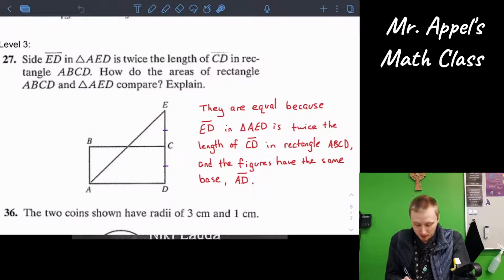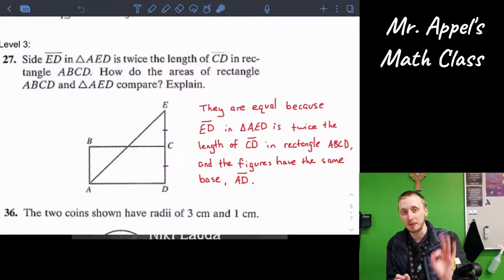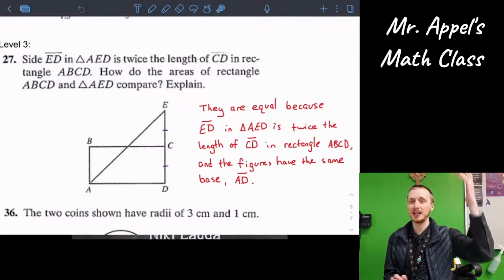Here's why. If I want to find the area of the rectangle, I'm going to multiply this side, AD, by CD, the base times height. For the triangle, I'm going to do the same thing. Base AD, so that number stays the same. But the height now is DE, not DC, and we've already established DE is twice as tall, right? So I'm multiplying the same base, but now the triangle gets twice the height. So it sounds like it's going to be twice as much.